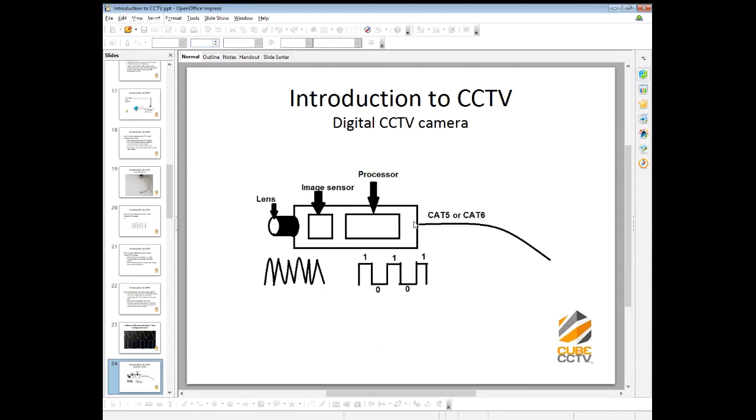The signal that comes out from the IP camera comes in the form of digital. So you can now see that. But then you can have PoE cameras and normal IP cameras. If it's a PoE camera, the Cat5 signal also brings power to this camera.